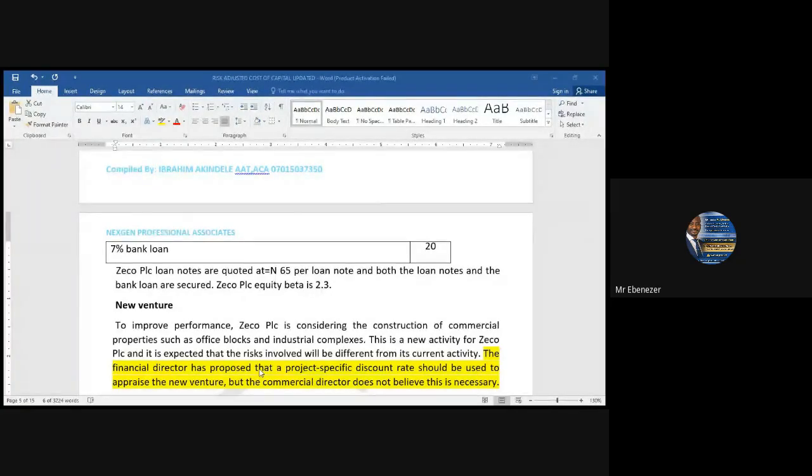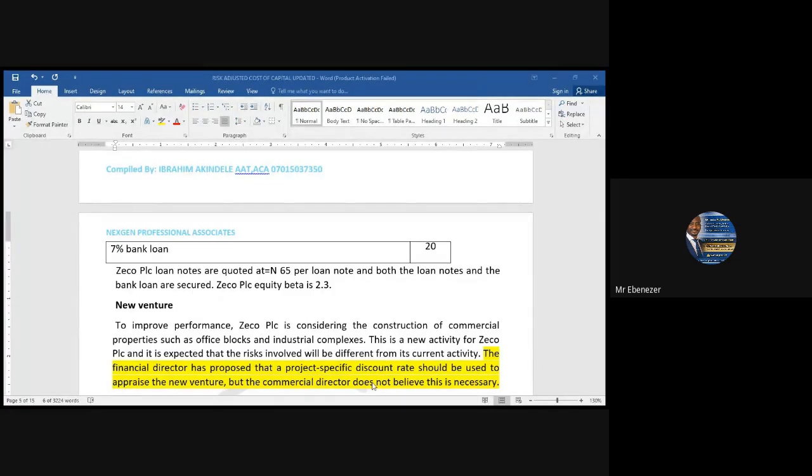Now is loan notes. Since we were given the currently quoted price, you can see where the examiner wants you to arrive at your value of debt. Your value of debt is the combination of your loan notes. If you have preference share, you add it. If you have bank loan, you add it. All of these, add their market value together. They become the total market value of that debt.